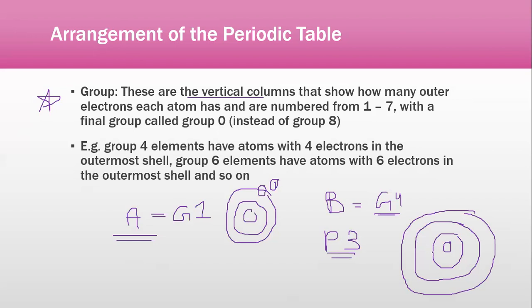पीरियड 3 का मतलब है it has 3 shells. 1 2 3. कितने shells हैं? 3 shells हैं. First shell, second shell, third shell. And what does the group number indicate? कि जो आपका outermost shell है, which means the third shell, क्योंकि इसका outermost shell जो है वो third shell है. The third shell would be having how many electrons? 4, because the group number is 4.